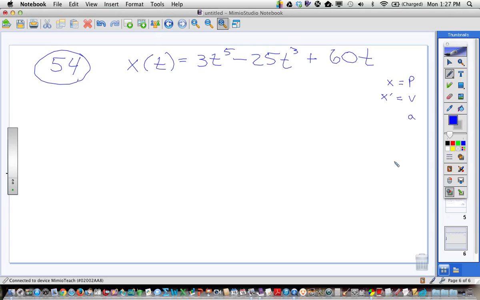We have to get over the fact that x can be an output here. t's the input. So, what would it mean if I asked for x of 2? You'd put a 2 into here, right? And let's say you got out a 7. What's that mean? x of 2 equals 7. At 2 minutes or seconds or whatever, I'm at 7 on the x-axis. That just means where I'm at.